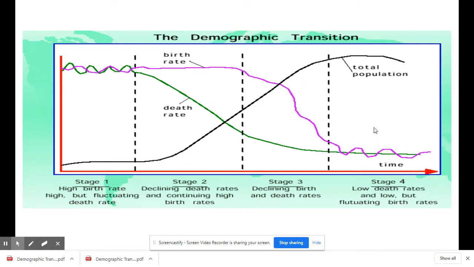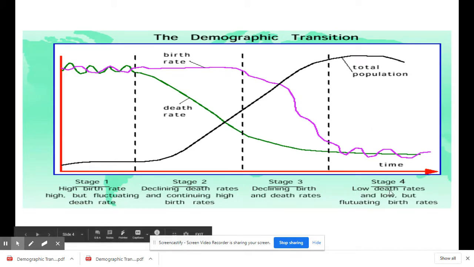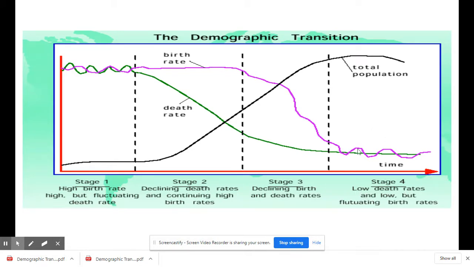A stage four country has very low death rates because they have the medicine to keep everyone alive. They've got low birth rates because by choice or by medicine, they are choosing not to have a lot of babies. And they've got the money to keep a large amount of people alive. So these are countries that often have a lot of people, but the people are living a long time and their total population is really high.